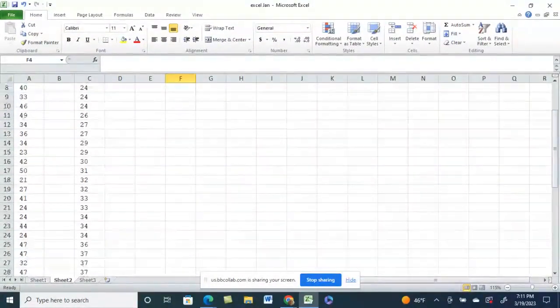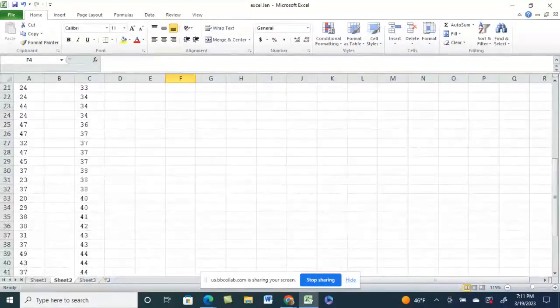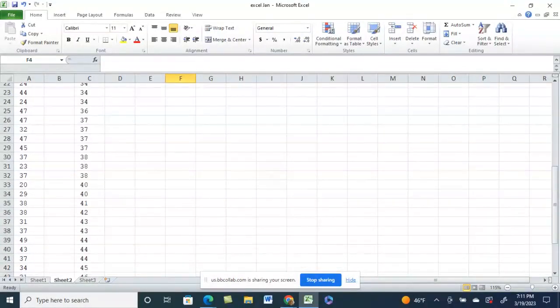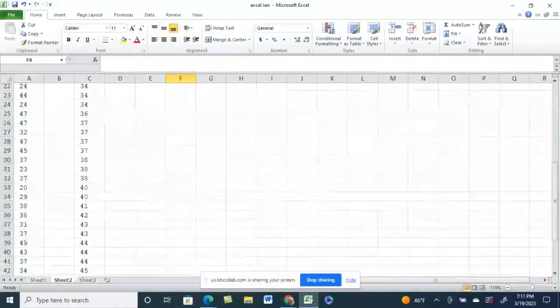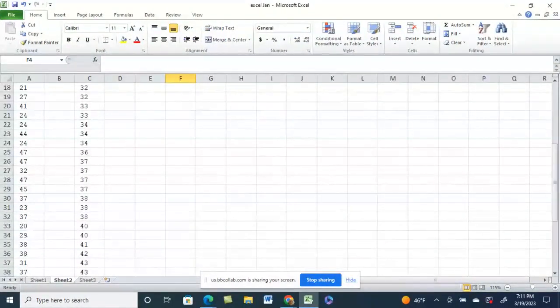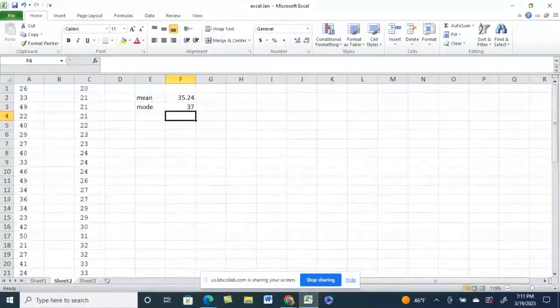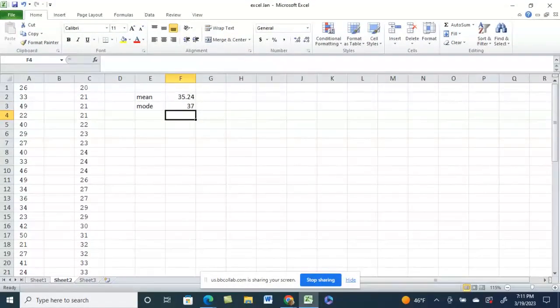And it's 37. So let's go down our list and look at 37. Now 37 was used 1, 2, 3, 4 times. So 4 times would be the most that any number is used on this list. Like 24 here is used 3 times, so that's not enough times. If there were another number that was used 4 times, then we would have 2 modes. But right now, that's 37.